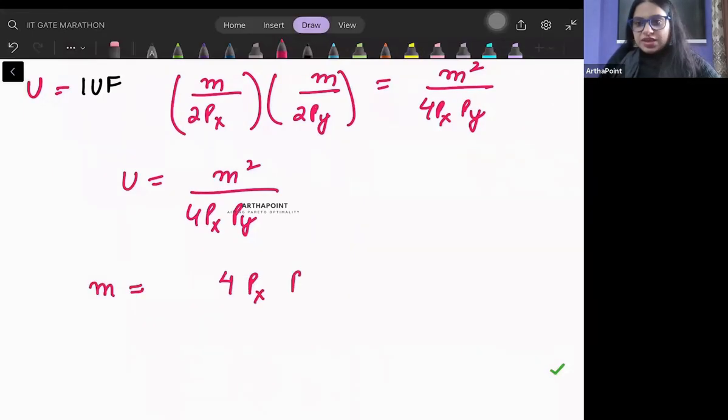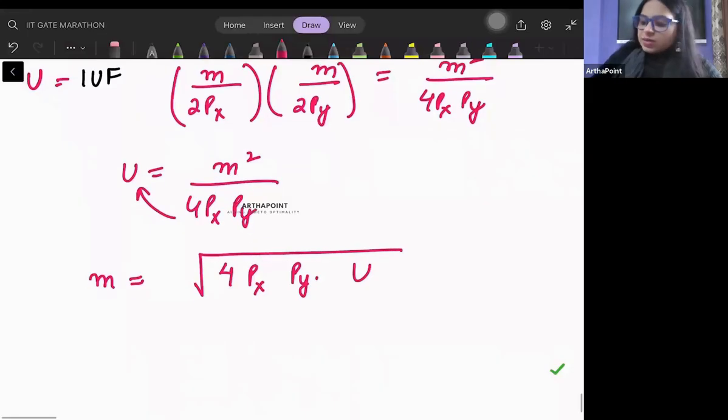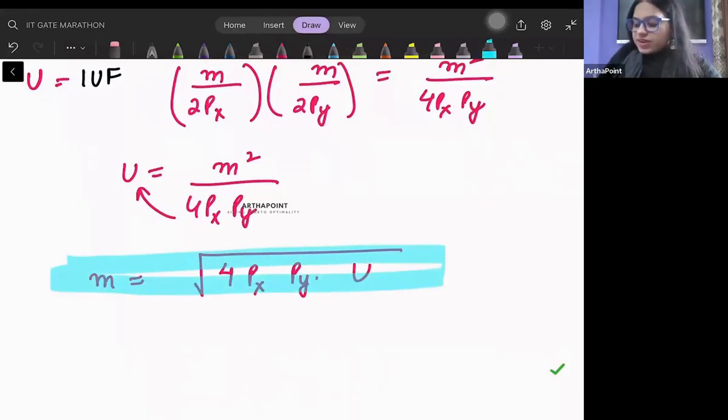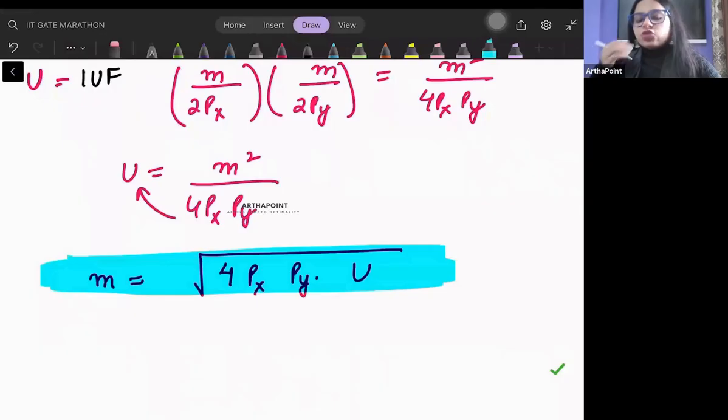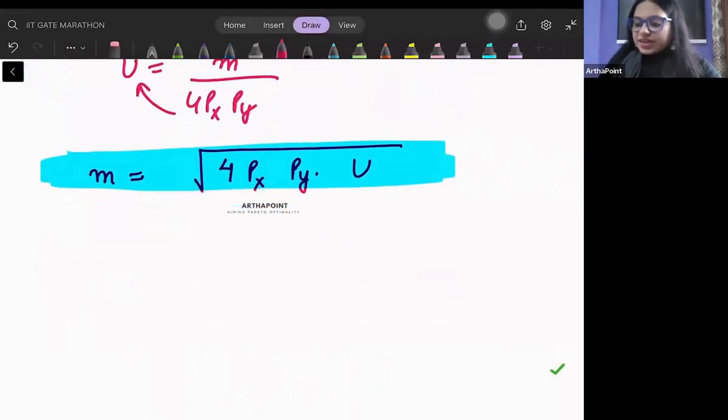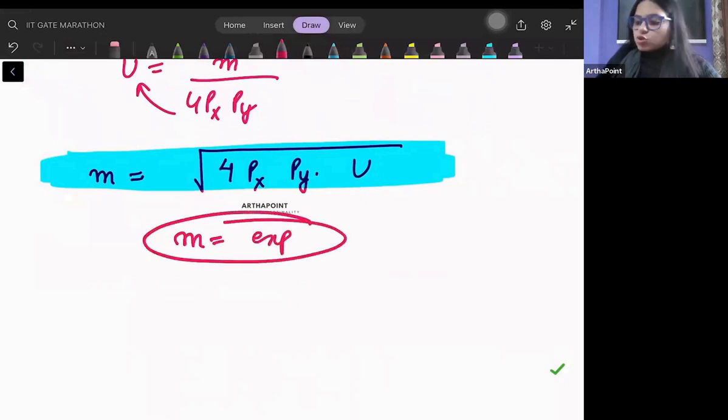4 px py u, I'm just taking this here under root. ये मेरी income हो जाएगी. I am just finding the value of income from this utility function. But we know that income and expenditure are the same thing. So I can just go ahead and instead of income, I can just write expenditure.